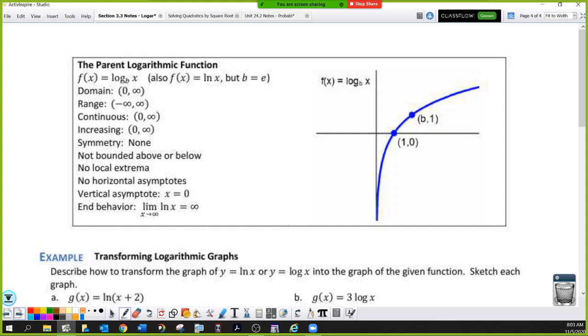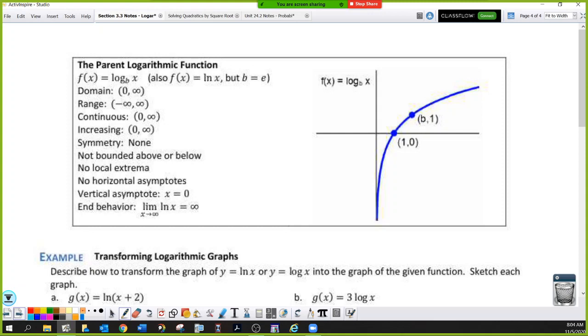So what I'm telling you is, you only need 3 objects to graph a logarithm. You need its vertical asymptote and 2 points, and that's it. That gets you a good sketch of a logarithm. And that's what we're going to be doing tomorrow especially, but today it'll be very, very easy.